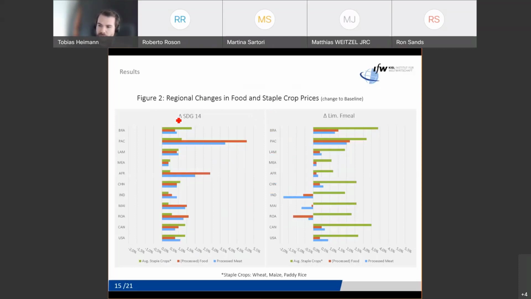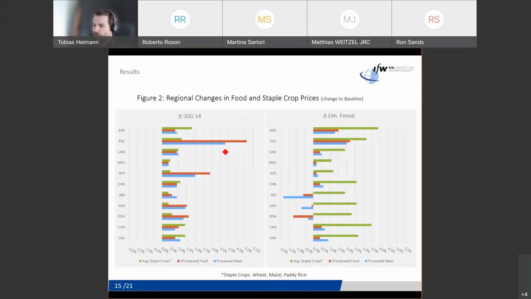So when we look at the SDG 14 scenario, where we limit the capture fish, especially in Brazil, in Latin America, but also in Canada and the US, so the regions where we have increased oilseed production as fodder crop production, we see an increase in the staple crop prices, which are wheat and maize in these regions mainly, because we see some land use change.